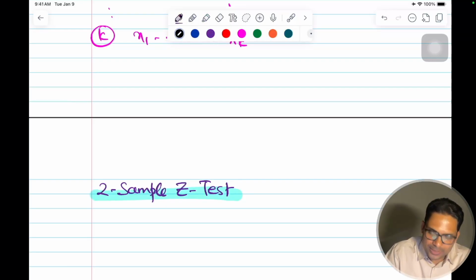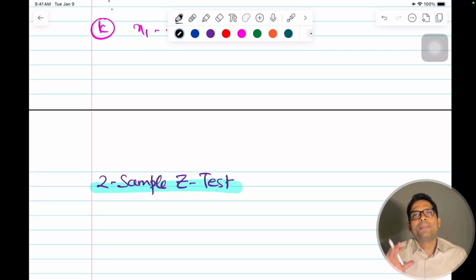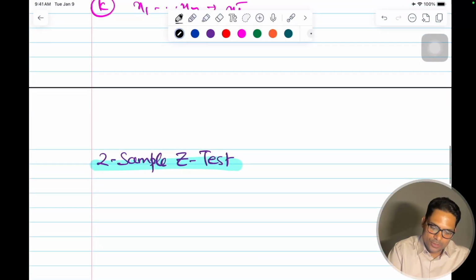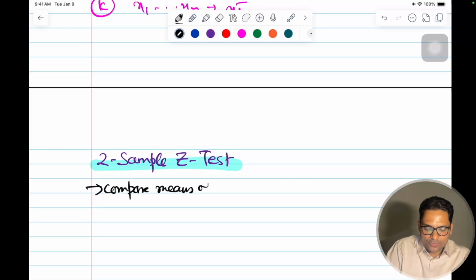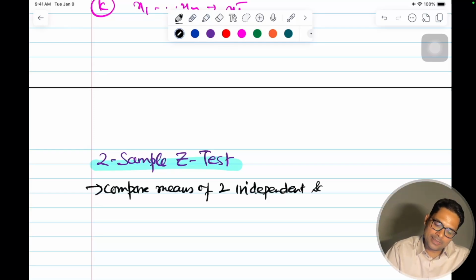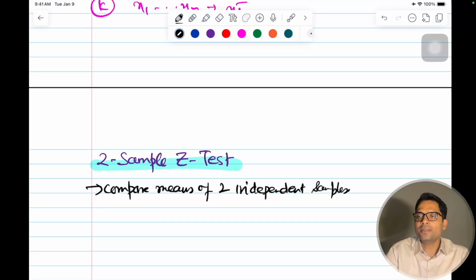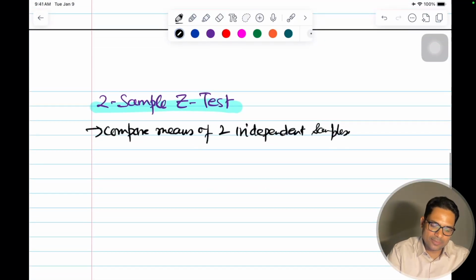Okay, so this is used to compare means of two independent samples or two independent groups. So I'll just write it: compare means of two independent samples.